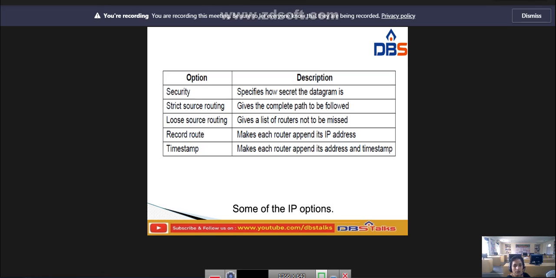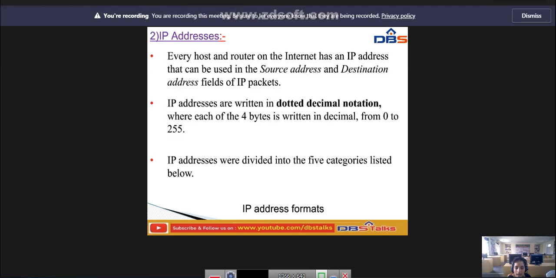So, this is called the first one. Next, the second one is the IP address. So, defining IPv4 is its 32-bit address. Every host and router on the internet has an IP address that can be used in the source address and destination address fields of IP packets. It is important to note that an IP address does not actually refer to the host. It really refers to the network interface.